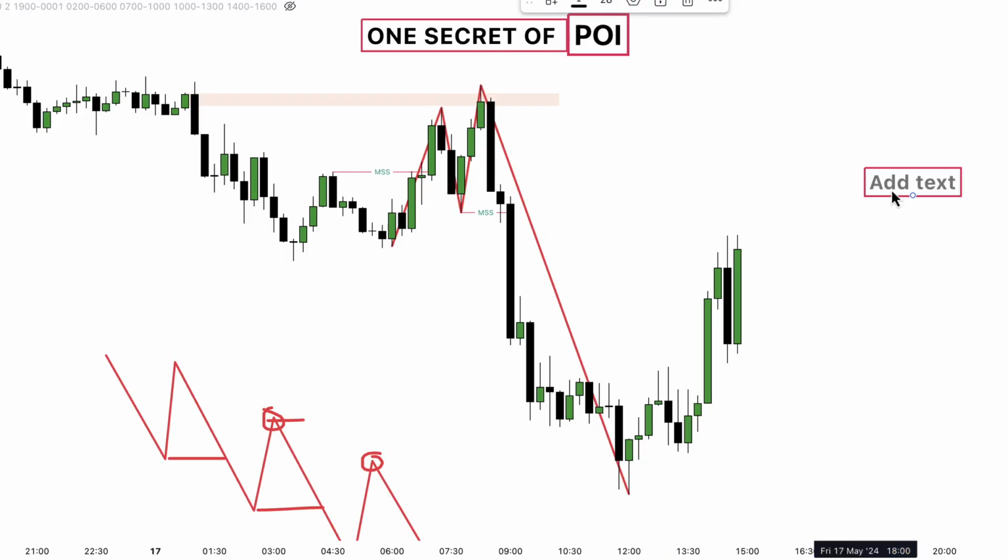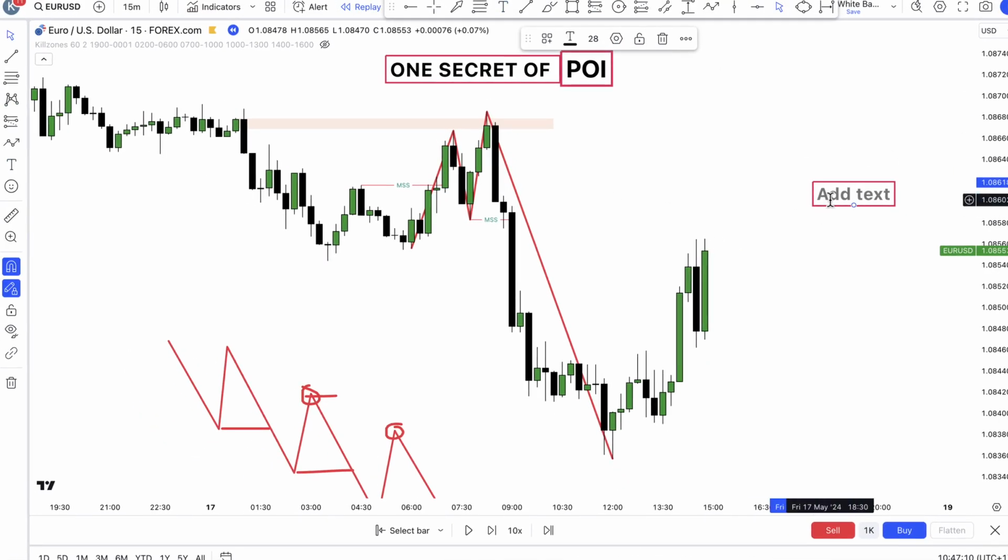It can be a breaker block. It can be an order block. It can be a mitigation block. It can be a fair value gap. It can be a rejection block. Once you are able to mark that area, you will now put your focus on it.